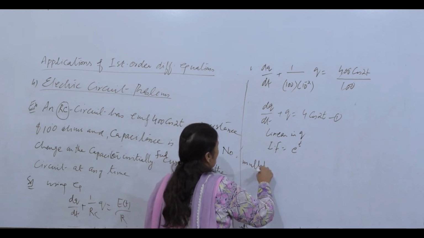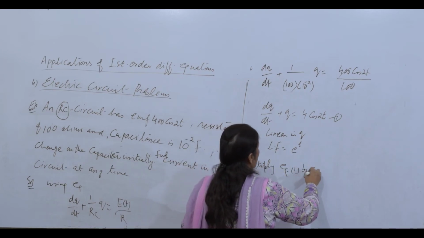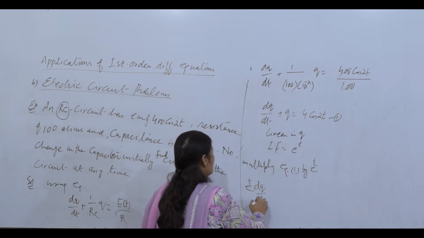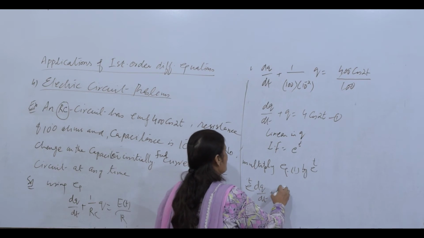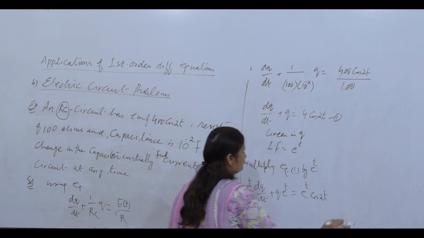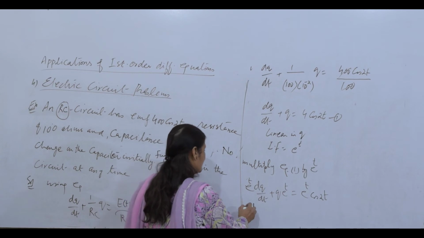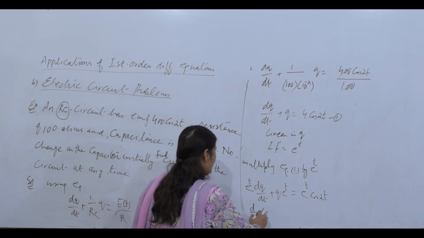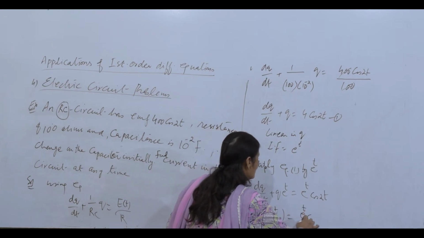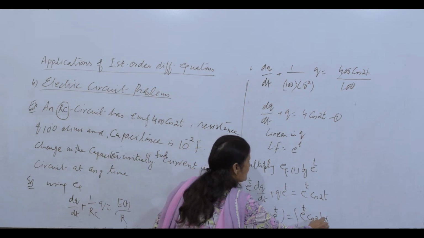Multiply equation 1 by e^t. So this is e^t dq/dt plus q e^t is equal to 4 e^t cos 2t. You multiply by e^t, and the left-hand side is the derivative of the product, which is q e^t. Integrating both sides with respect to time.